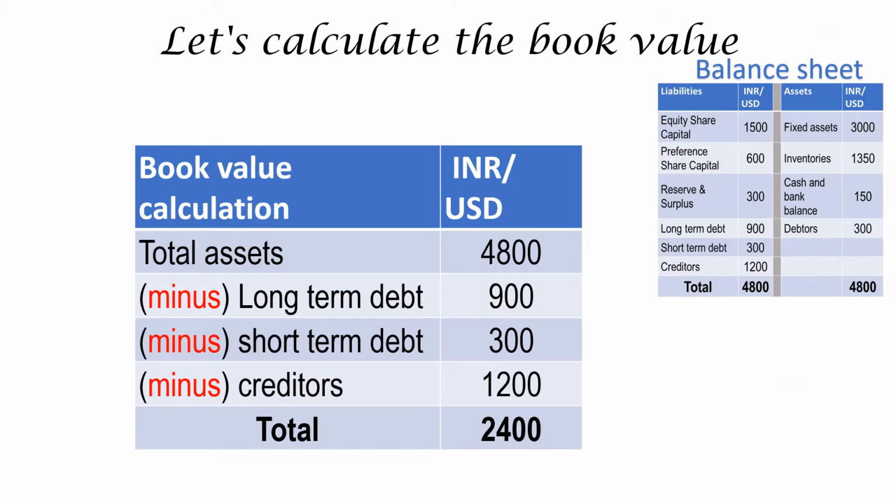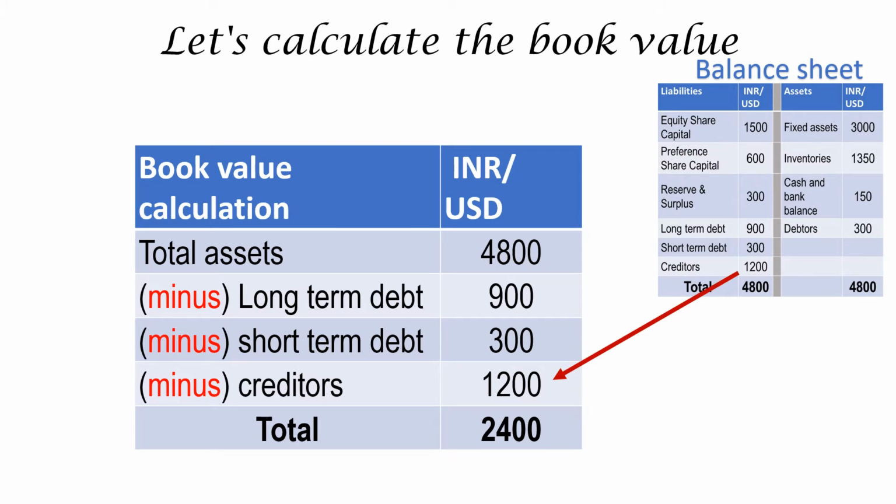From the balance sheet, we have total assets. We need to deduct long-term debt, short-term debt and creditors, that is 4,800 minus 900 minus 300 minus 1,200 to give 2,400 as the book value.